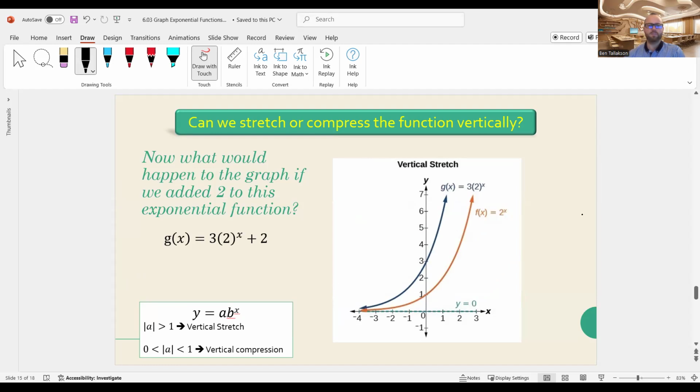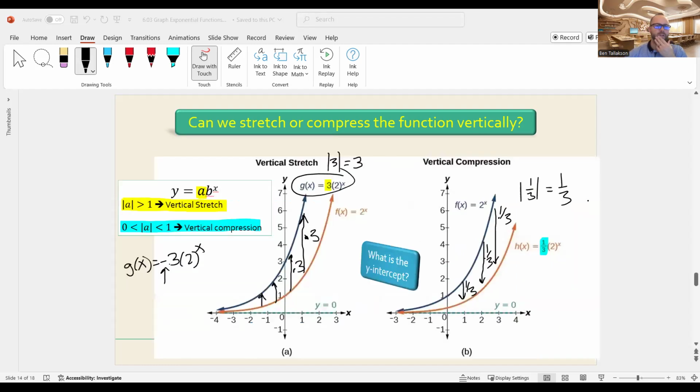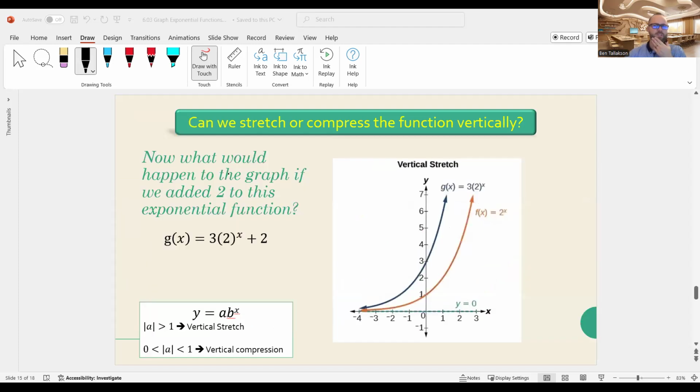Well, let's see what would happen here. We're talking about vertical stretching and compression, so we're really just testing our understanding. What would happen to the graph if we added 2? So this is the graph we see right now, right? That's the graph we see here. But what happens if we add 2?